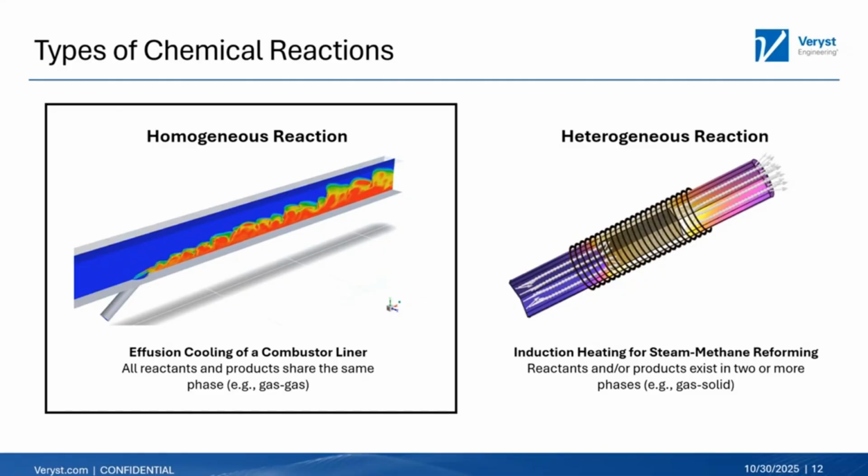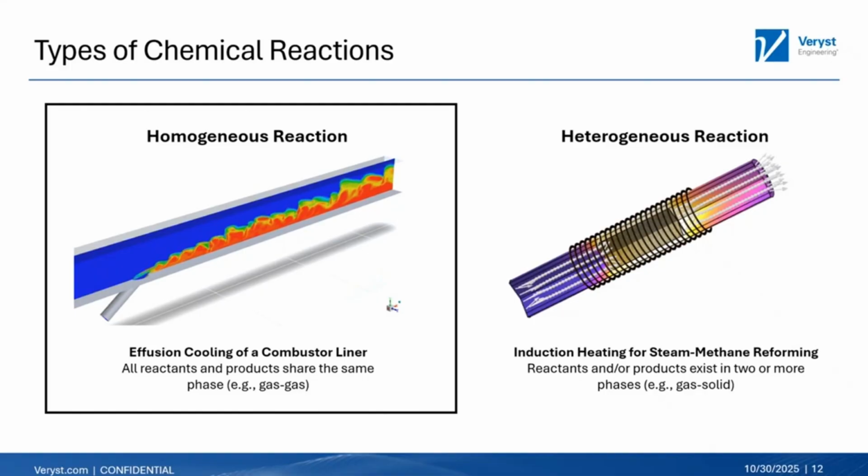And so as an example of that, we show a simulation where we are predicting the effusion cooling near the wall of a combustor liner. And so here we have a flame that's indicated by the yellow and red contours. We have ignition and heat transfer to the wall of this liner, but everything in our system is of a gaseous phase of matter.